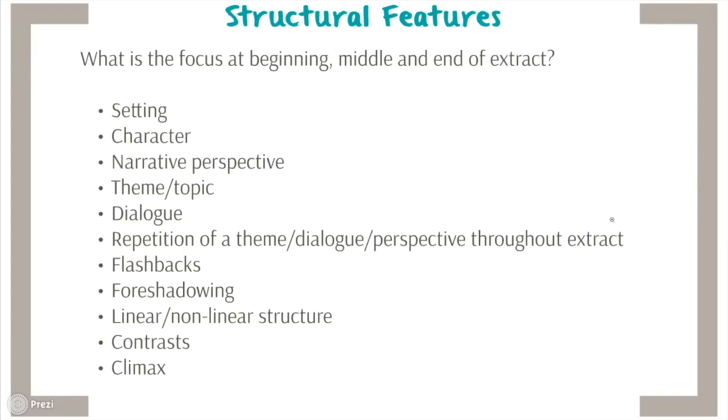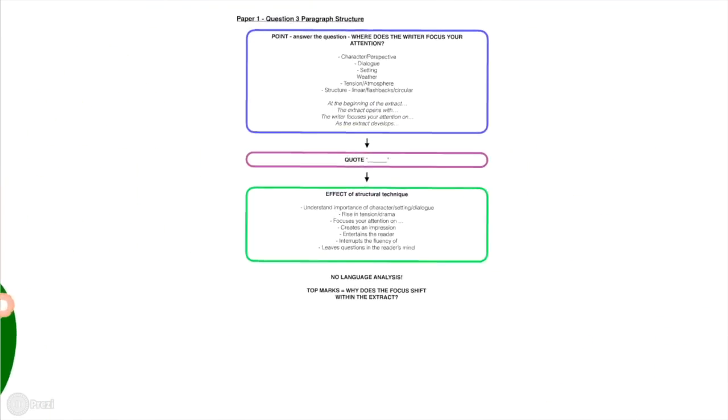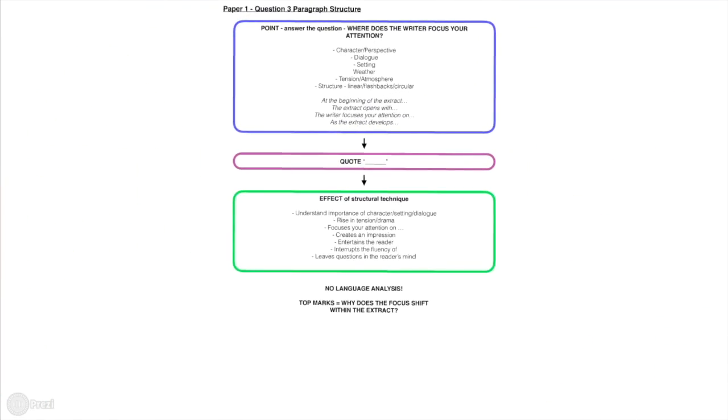So we talked about structural features last time and the kind of structural features you can pick out of any extract that you're given. We also looked at this paragraph structure for question 3, which you can get as a download on my website asiaexams.wordpress.com, and I mentioned that you need to do 3 of these paragraphs in order to work towards getting that top level for this question.